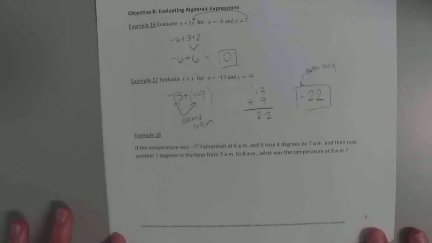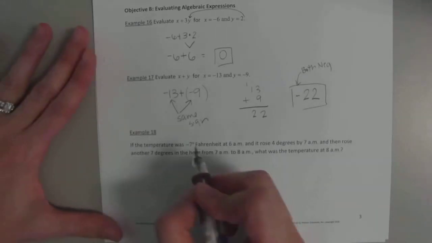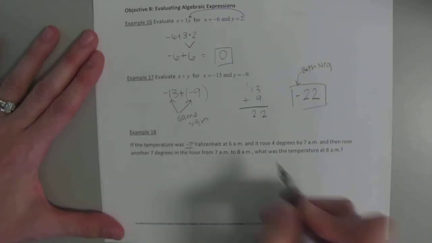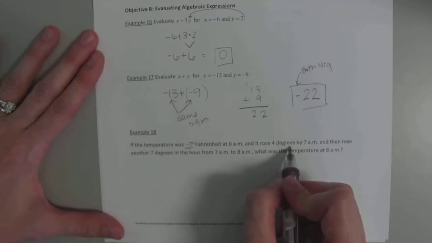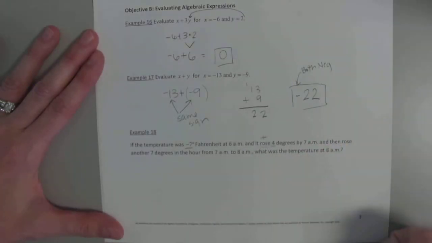Let's look at this word problem. Last one here, guys. If the temperature was negative 7 degrees Fahrenheit at 6, it's really cold, right? But this is our starting point. We're going to start at negative 7, okay? But then it rose 4 degrees. What operation will show rising 4 degrees? Plus, right?